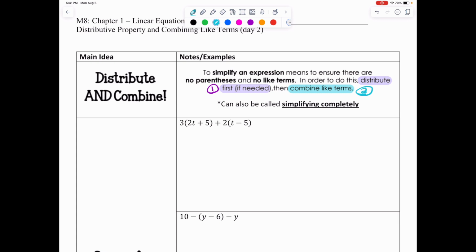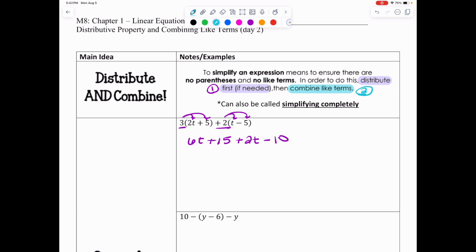So let's look at our first example, and I'm going to continue to color code just to help you out. Anything that has something outside with a set of parentheses next to it should set off an alarm that that is distributive property. So the 3 has to be distributed through this set of parentheses, and the 2 should be distributed through the second set of parentheses. We're always going to do distributive property first. 3 times 2t would be 6t. 3 times 5 would be 15. 2 times t would be positive 2t. And 2 times negative 5 would be negative 10.